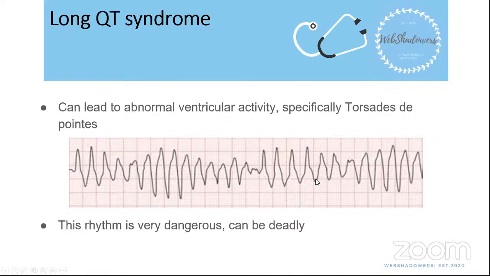So what you saw in the last screen was what the signal looks like when it's normal, but a long QT can progress to this rhythm right here. And this is that torsades signal we're talking about. This is very dangerous and can lead to sudden cardiac death.